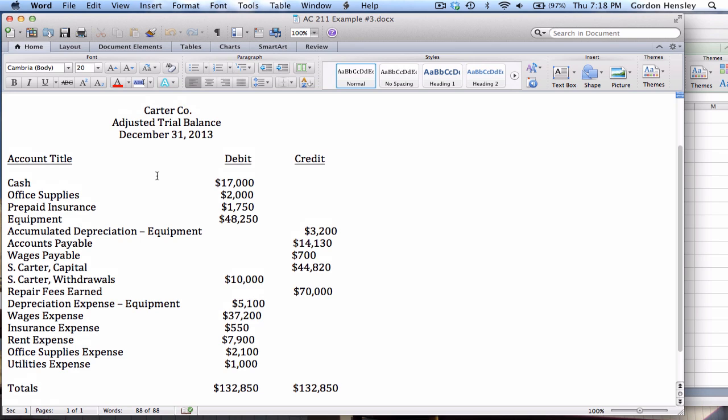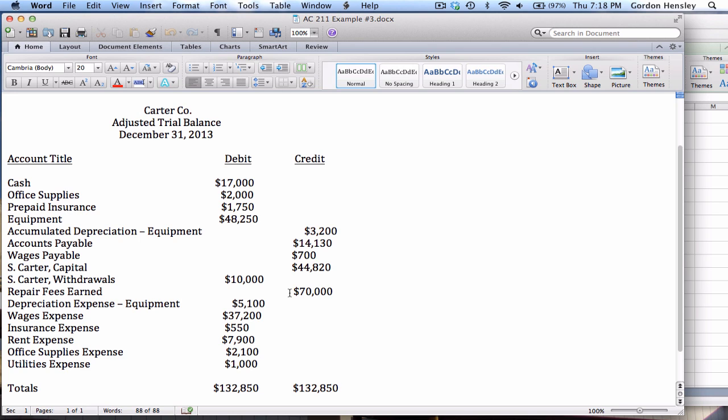The very first closing entry is always the entry to close revenue. So what I want to do is look at this trial balance and see what type of revenue accounts they have, because some companies have more than one, and others just have one. If we look at this, I see a lot of assets, a few liabilities, capital, withdrawals. Right here I see repair fees earned, that's a revenue, and then I start seeing expenses. So I only really see one revenue account, repair fees earned, and it has a balance of $70,000. Notice that it is a $70,000 credit balance.